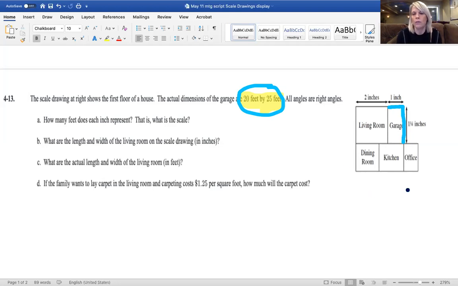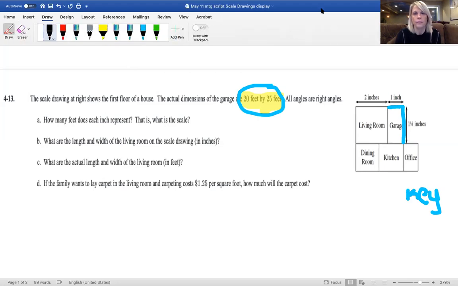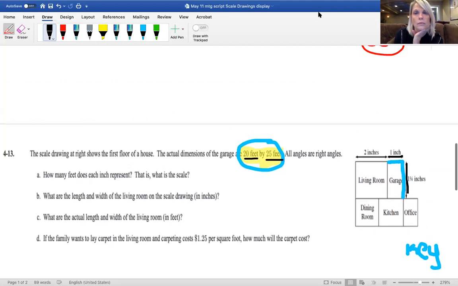So if I had a little map key over here, if I put a little key down here, what can I do to help people know how many feet the inches represent? So type in what you think. Anybody have an idea? Think about what numbers they go along with, think about what makes sense. Anybody want to take a guess?